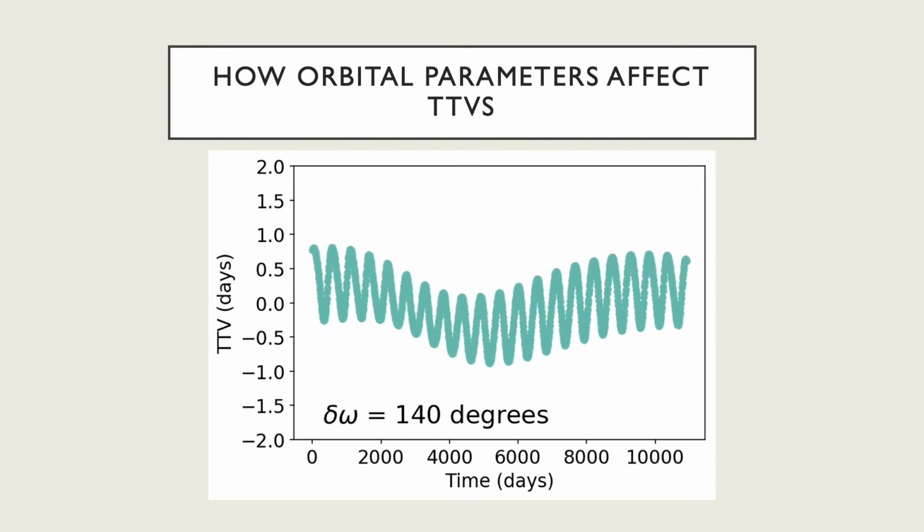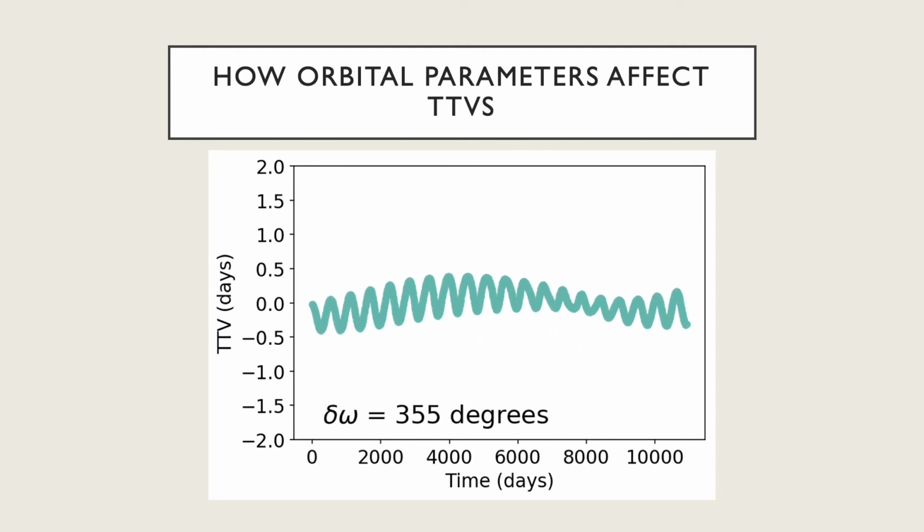The exact same thing is true for the orbital orientation of the planets. So here I'm plotting delta omega, which is the difference between the argument of periastron for the inner and outer planets. And as I cycle through the entire range of 0 to 360 degrees, you can see that the amplitude of the TTV changes, not as drastically as it did for the orbital period ratio, but still enough that if you're trying to determine what delta omega is from a fit, you'll have some degeneracy in your solution with that and the previous values.